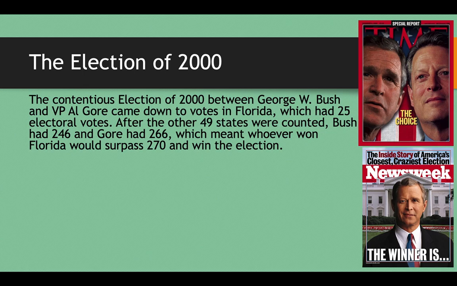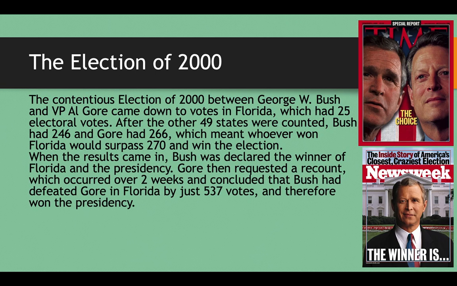And because of the Electoral College, this came down to votes in Florida, which had 25 electoral votes. And essentially, after the other 49 states were counted, each did not have enough to get the 270 needed to win the election. So that means that whoever wins Florida wins the entire election. Now, it was extremely close in Florida. And when the results came in, Bush was declared to be the winner, and therefore the winner of the presidency.